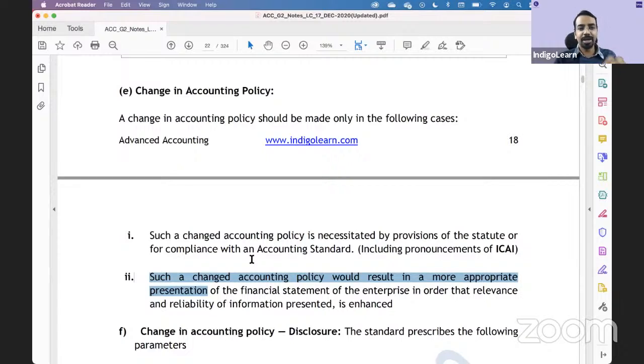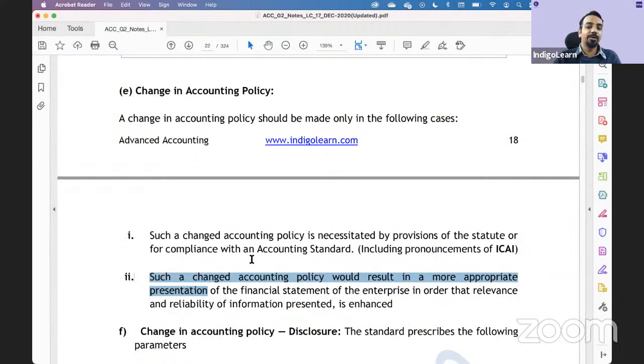So an example could be, during the current period, the entity changed the method of valuation of inventory from FIFO method to weighted average method. Had the entity not changed its accounting policy, then inventory would have been overstated by so much and the profit for the year would have been excess by so much. So you have to give a disclosure like this.